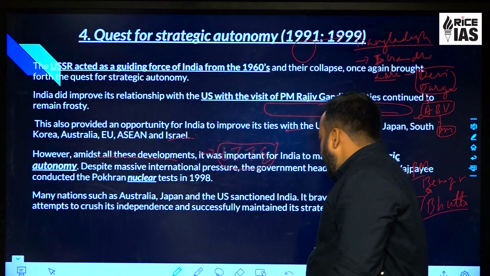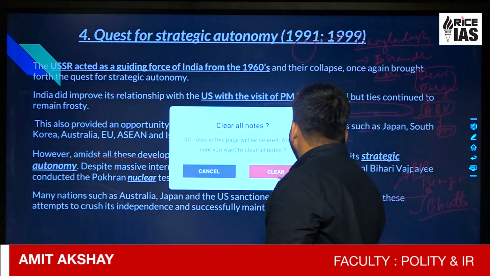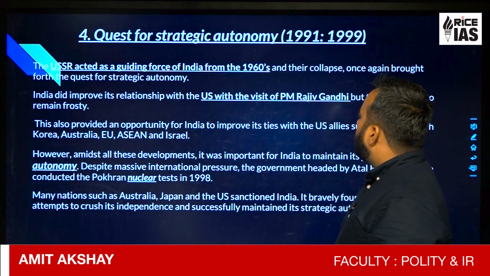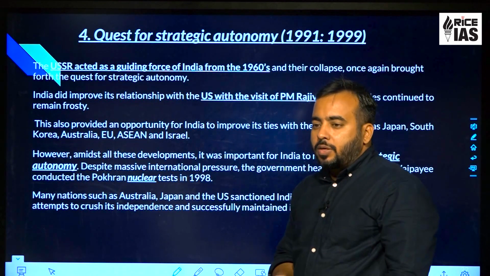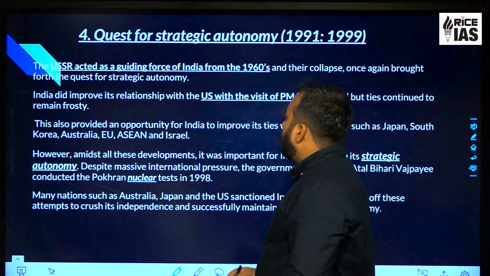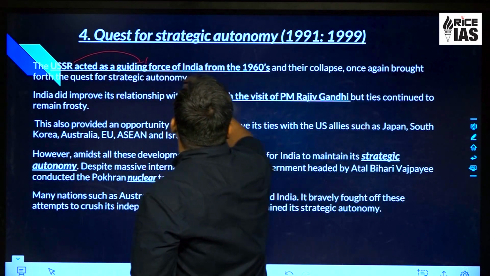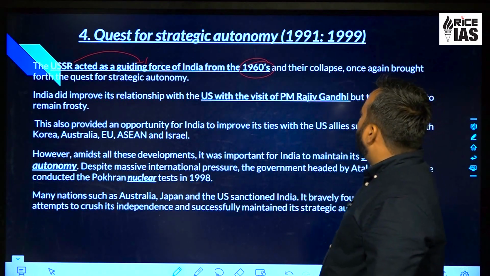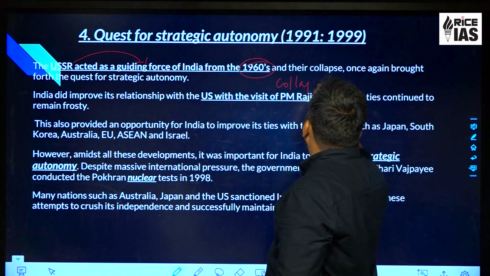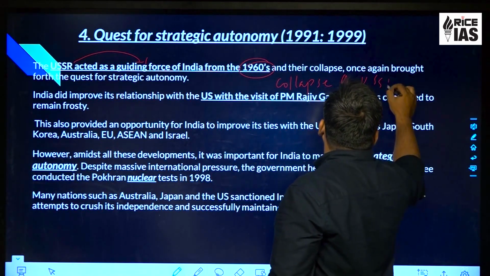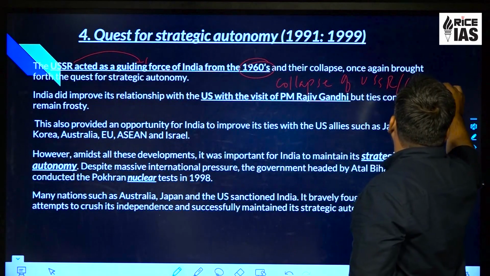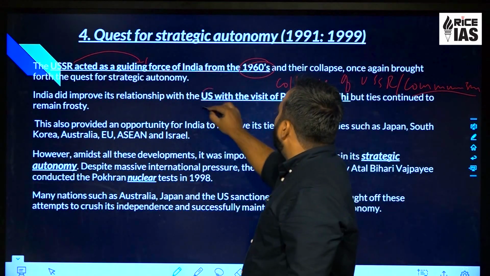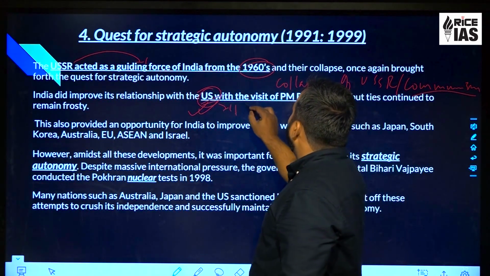Quest for a strategic autonomy. Why? It was a new world, fundamentally different from the Cold War politics. India has been called the semi-satellite of USSR. USSR was the guiding force of India from the 1960s, and USSR collapsed. So after the collapse of USSR, the collapse of communism, what do you do? You go ahead with the hegemon.